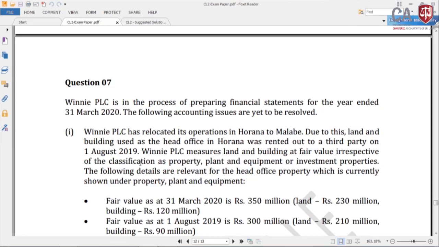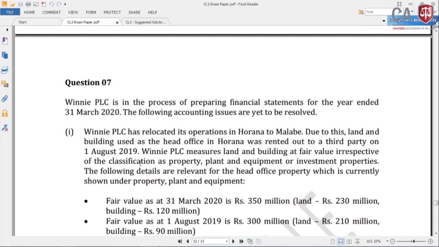Winnie PLC is in the process of preparing financial statements for the year ended 31st March 2020. The following accounting issues are yet to be resolved. First one, Winnie PLC has relocated its operations in Horana to Malambi. Due to this, land and buildings used as the head office in Horana was rented out to a third party on 1st August 19. Winnie PLC measures land and buildings at fair value irrespective of the classifications as property, plant and equipment or investment properties.